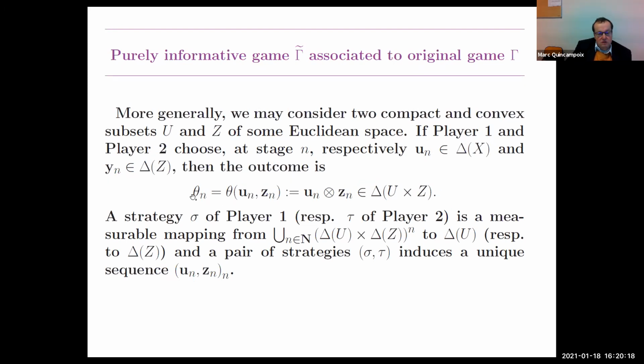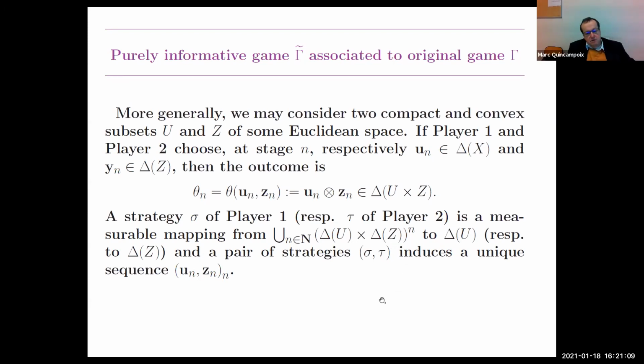So what is the outcome? The outcome is a probability measure, theta n, theta of un and zn, which is nothing else than the product of the two probability measures un and zn. So it is a probability measure on U times Z. And what is, in this game, a strategy of the first player? It's a measurable mapping from the past history of actions of this game to delta U. And for the second player, it is a map sigma from delta U times delta V to delta V.